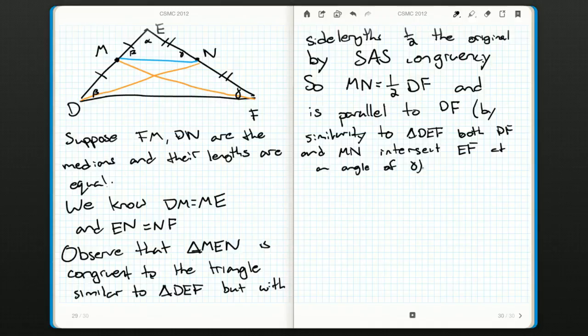Right? Written style question. We are in part B, so we should explain ourselves. By similarity to DEF, both line MN and DF will have to hit the line segment EF at an angle of gamma, and that means that they're parallel. They both hit at the same angle to a given common line, and so these lines are parallel.